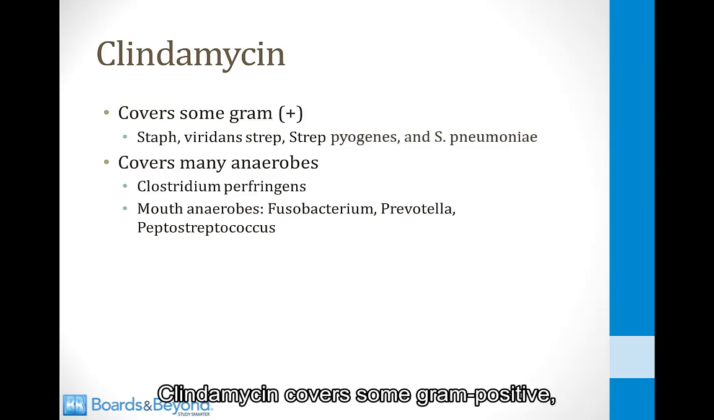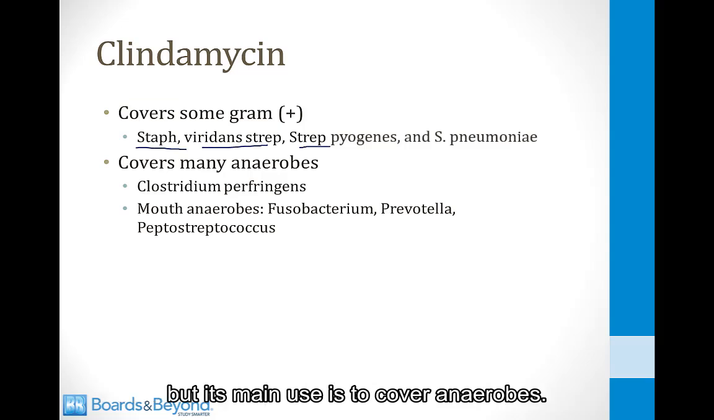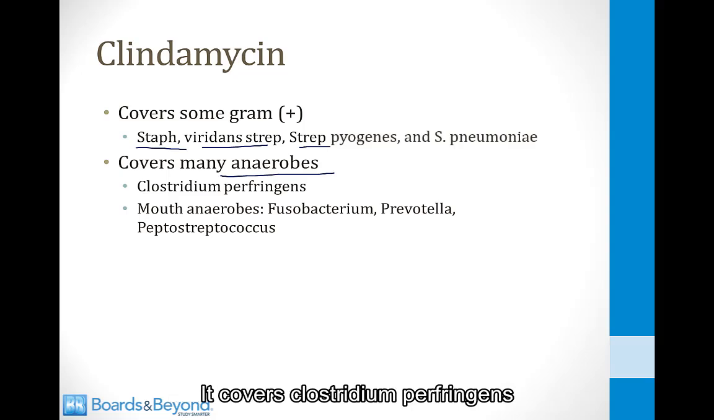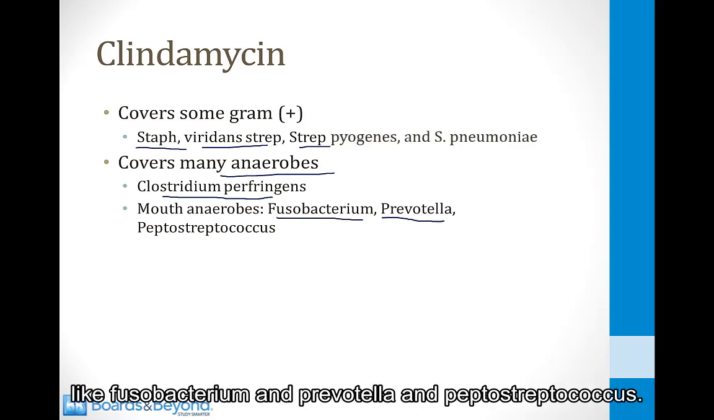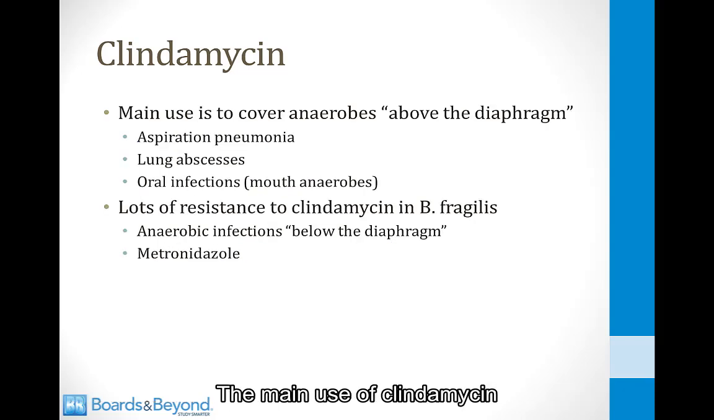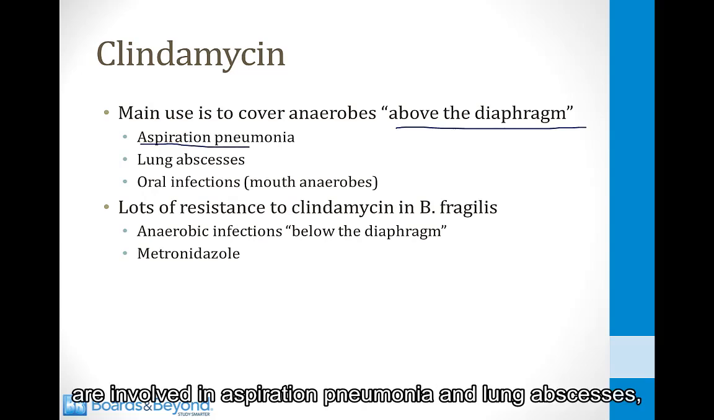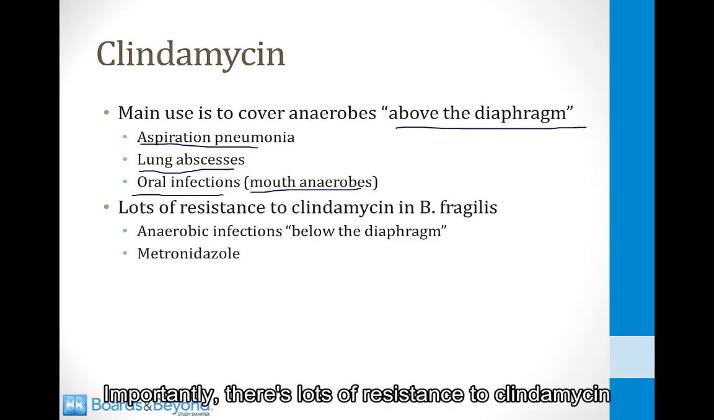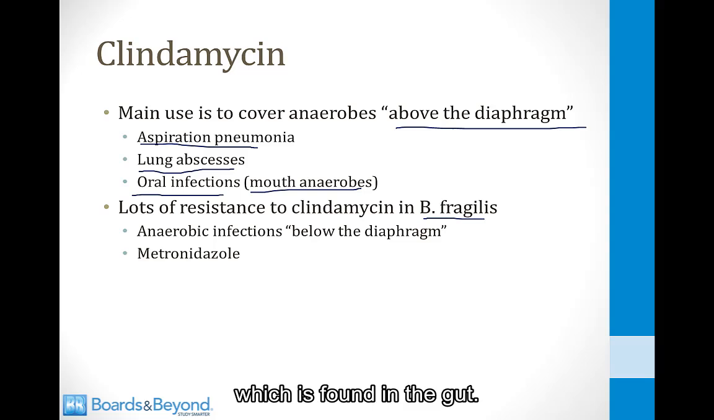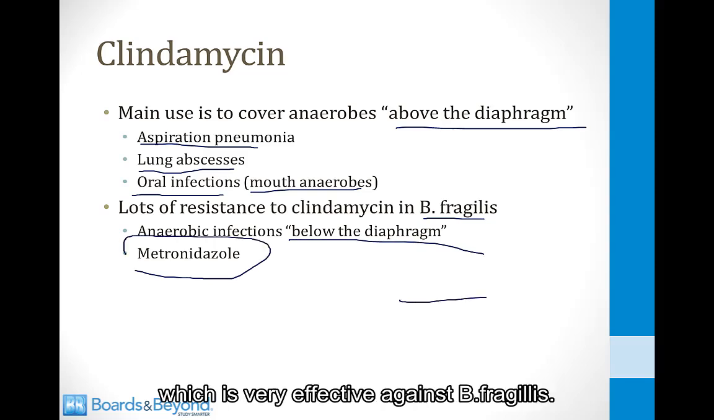Clindamycin covers some gram-positive, it covers some staph and some viridans strep, it covers strep pyogenes and some strep pneumonia, but its main use is to cover anaerobes. It covers Clostridium perfringens, and importantly, it covers the mouth anaerobes like Fusobacterium and Prevotella and Peptostreptococcus. The main use of clindamycin is to cover anaerobes above the diaphragm. So these types of anaerobes are involved in aspiration pneumonia, in lung abscesses, and in oral infections that include the mouth anaerobes. Importantly, there's lots of resistance to clindamycin by the anaerobe B. fragilis, which is found in the gut. So therefore, anaerobic infections below the diaphragm are treated with metronidazole, which is very effective against B. fragilis.